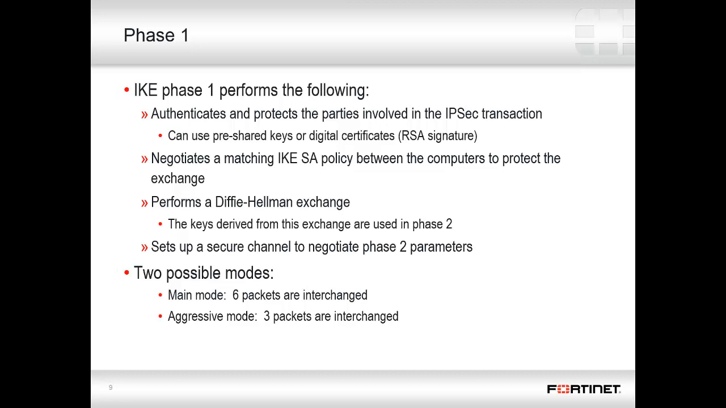Two Phase 1 modes are available: Main mode, which requires the interchange of 6 packets, and Aggressive mode, which requires 3 packets to be interchanged. The differences between the two modes are explained in detail in our advanced IPSec module.